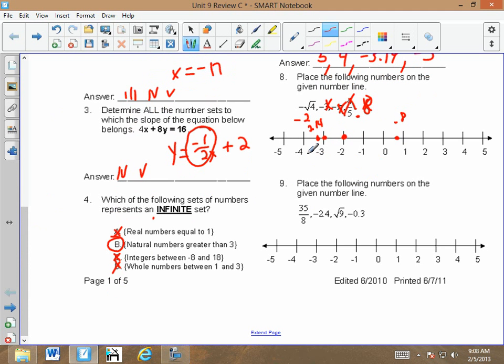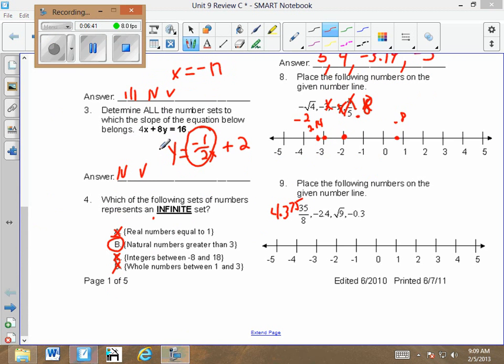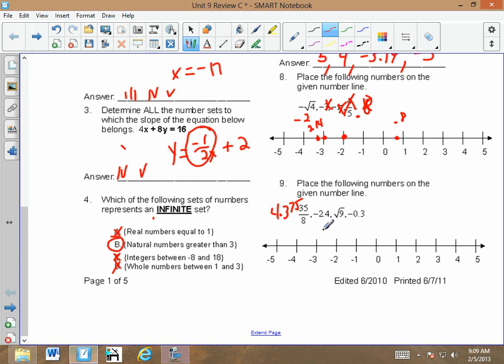Okay, 35 divided by 8. That turns into 4.375. And then I have negative 2.4. That's already a decimal. The square root of 9 is easy. The square root of 9 is 3. And then negative 0.3. So, here we go. I'm going to put 3 first because I got that one real easy.